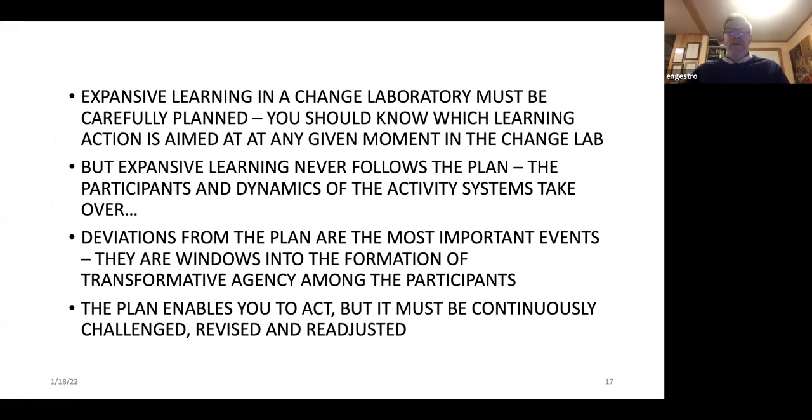So expansive learning in a change laboratory must be carefully planned. You should know which learning action is aimed at any given moment, but expansive learning never follows the plan. The participants and the dynamics of the activity systems take over. Deviations from the plan are most important, because they are windows into the formation of transformative agency among the participants. But the plan enables you to act. At the same time, it must be continuously challenged, revised, readjusted, and questioned.